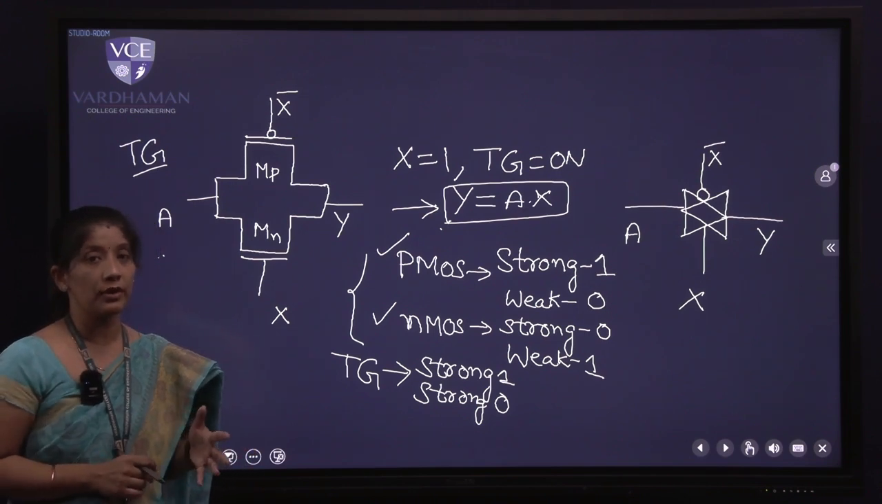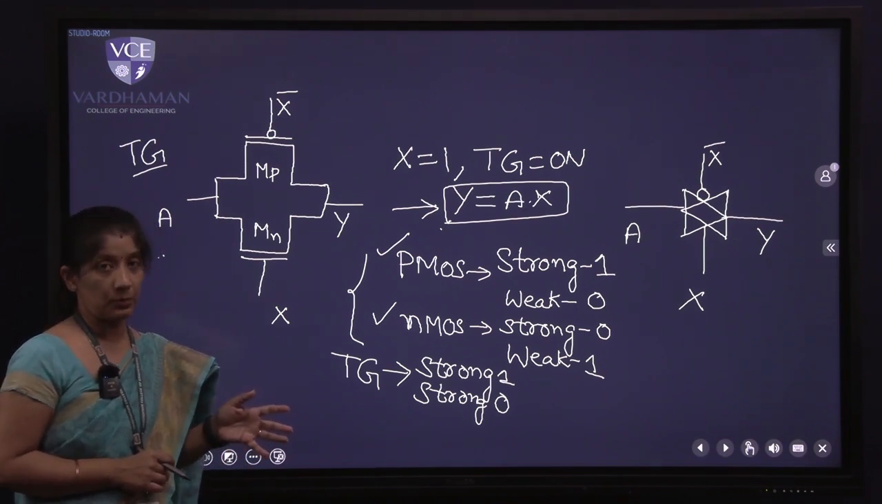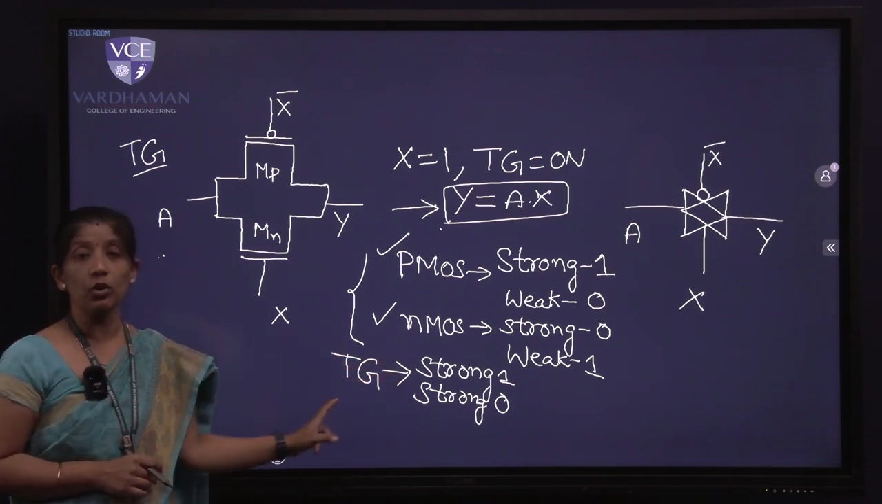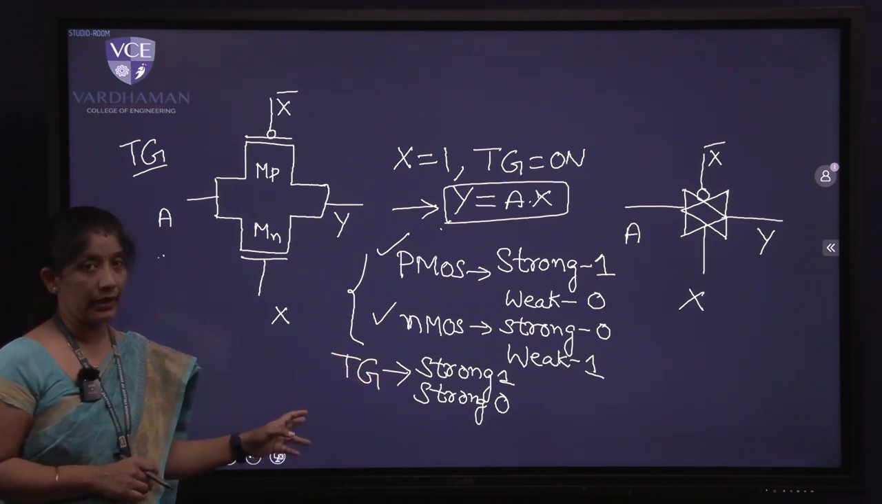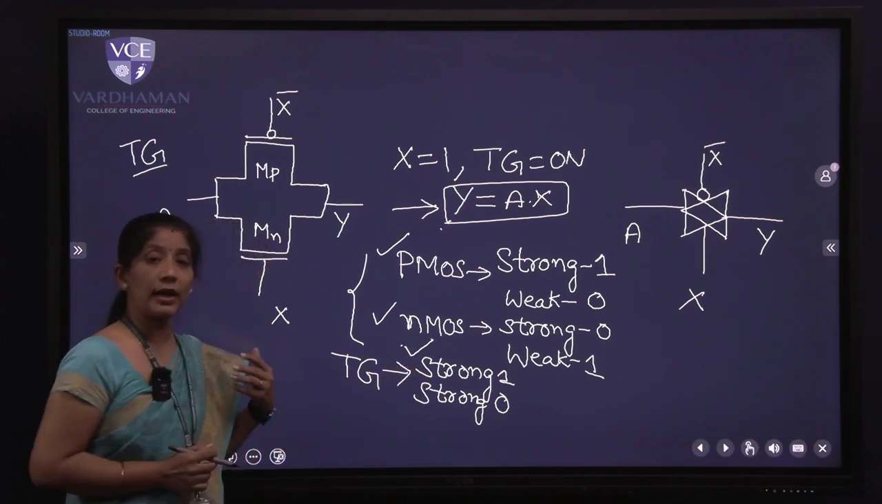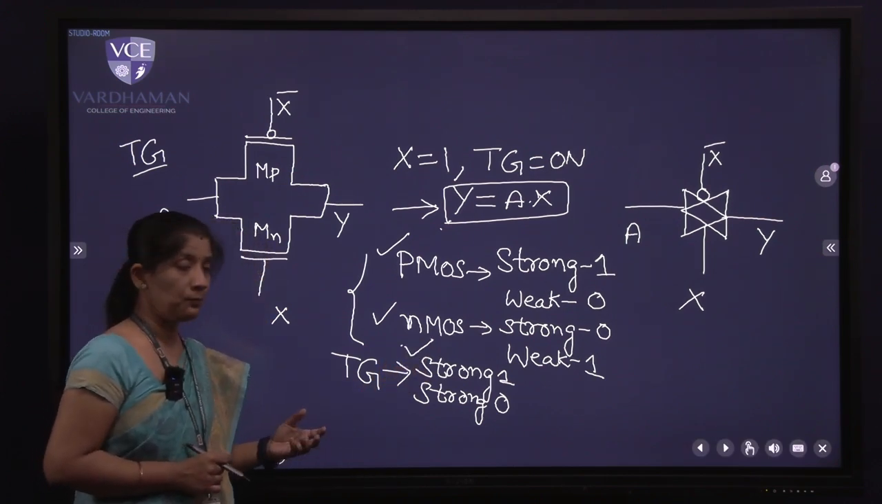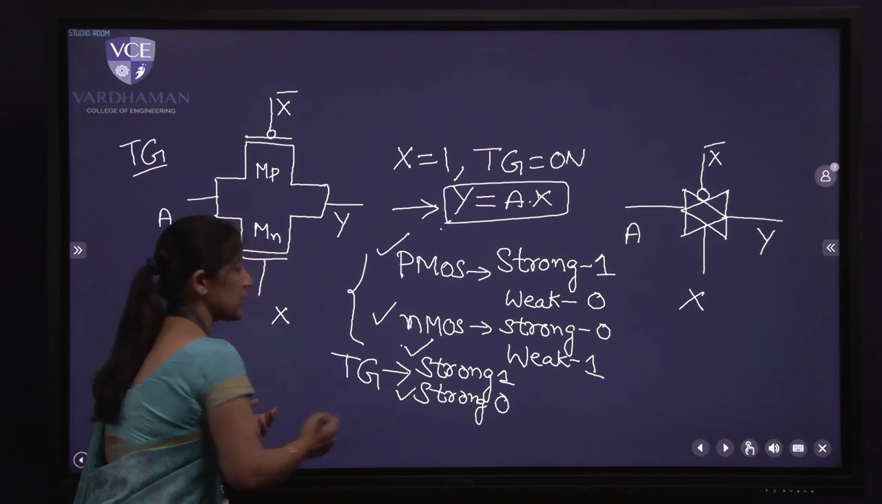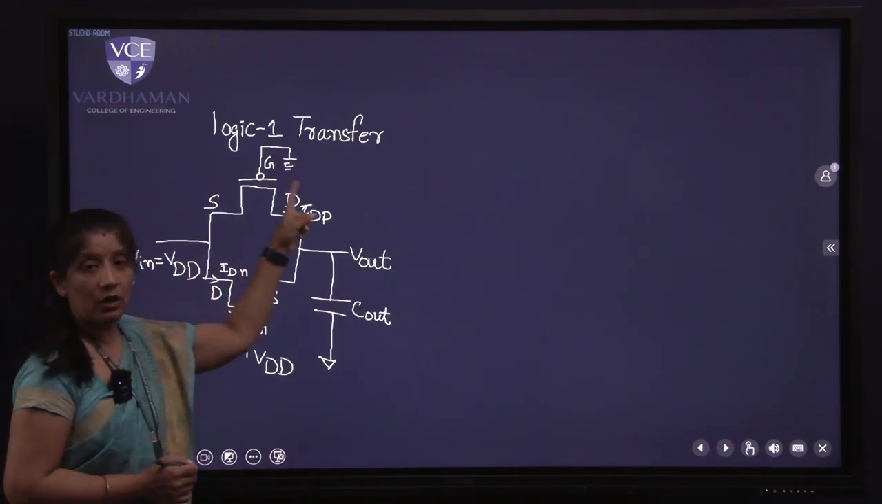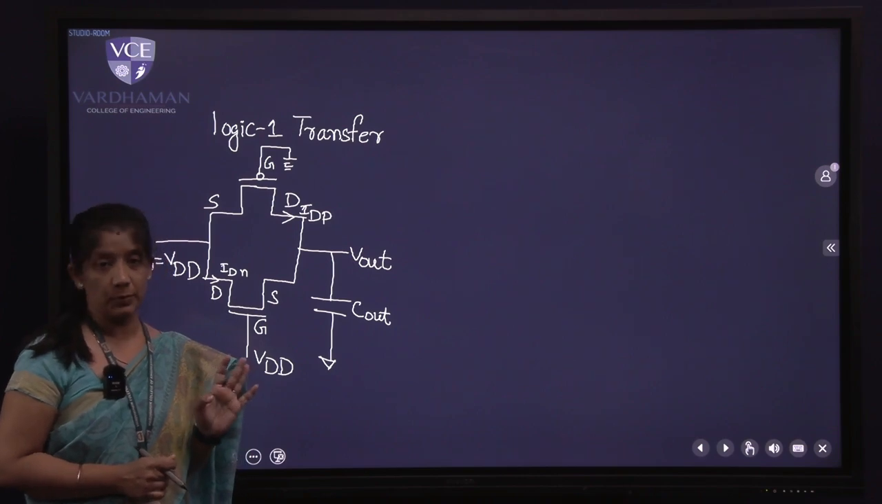Now let us move to the electrical analysis of the transmission gate. As discussed just now, it is able to transfer both logic 1 and logic 0 correctly. Now let us see how the transistors are operating when the transmission gate is transferring logic 1 and when it is transferring logic 0. So my next part is logic 1 transfer across the transmission gate.